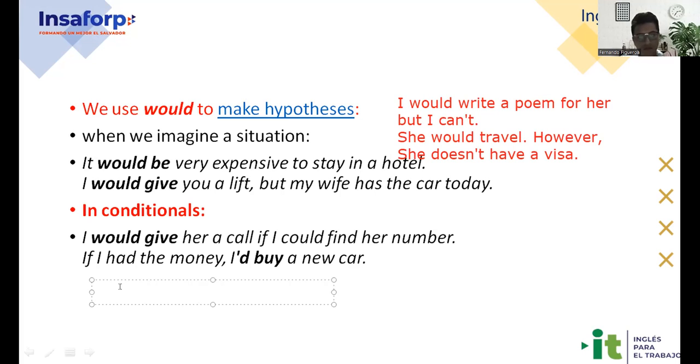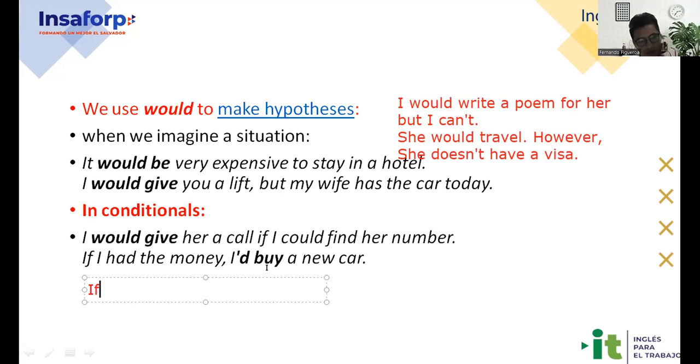Hay una condición y hay una consecuencia de eso. Ejemplo, I will give her a call, la llamaría, si pudiera encontrar su número. Si yo tuviera el dinero, compraría un carro nuevo. Esto es parecido a lo que estamos viendo aquí, hipótesis. Si yo tuviera el dinero, ¿qué pasaría? Compraría ese carro. Hay una condición y hay una consecuencia o resultado.